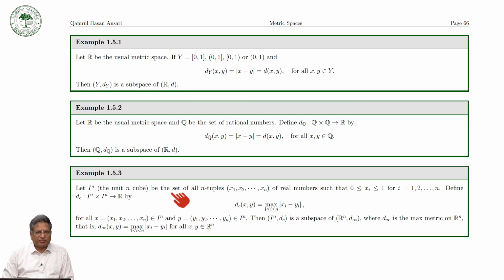Now let us see some examples. Again, as usual, we start the examples from R, the set of all real numbers, with the usual metric. Usual metric means d(x, y) is equal to mod of x minus y. Now, if Y is equal to the closed interval [0, 1] or the open interval (0, 1), and we define d_Y(x, y) equal to mod of x minus y.